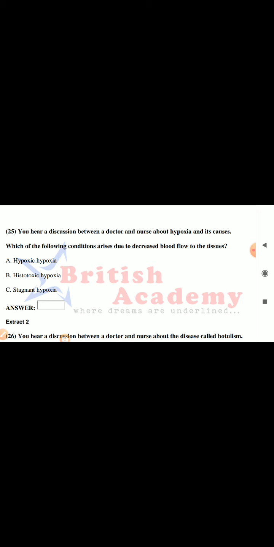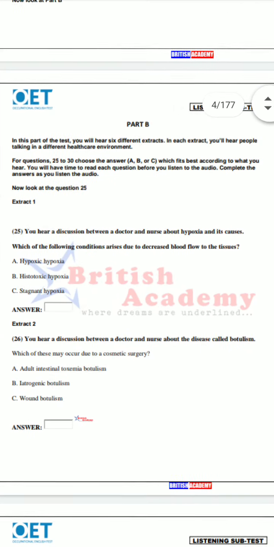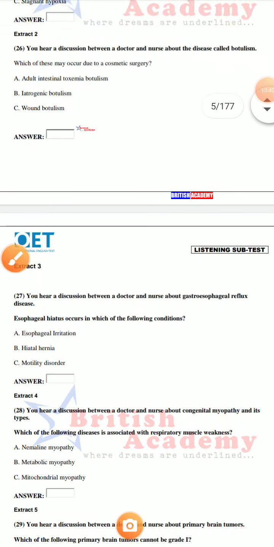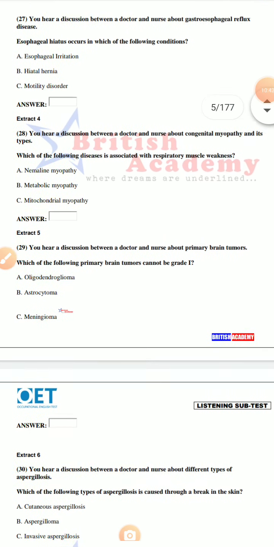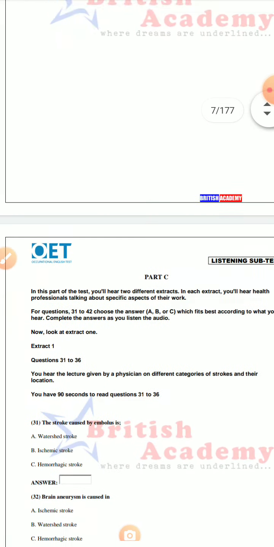Which of the following conditions arises due to decreased blood flow to the tissues? Okay, that extract will be played, and the discussion is between a doctor and a nurse about hypoxia. They will talk about hypoxic hypoxia, histotoxic hypoxia and stagnant hypoxia, but you need to listen carefully and find the answer to which condition arises due to decreased blood flow to the tissues. Okay, the same thing in 26, 27, 28: we need to hear one extract. I will give you a detailed picture in the next classes, but I am giving a small picture.